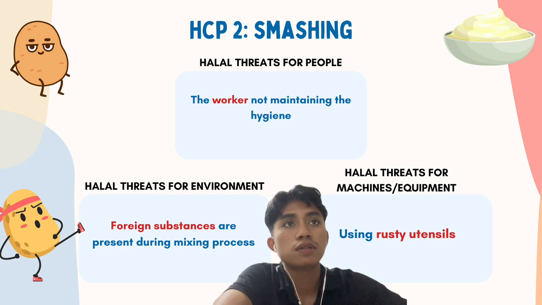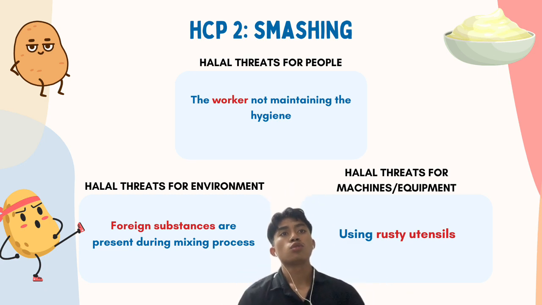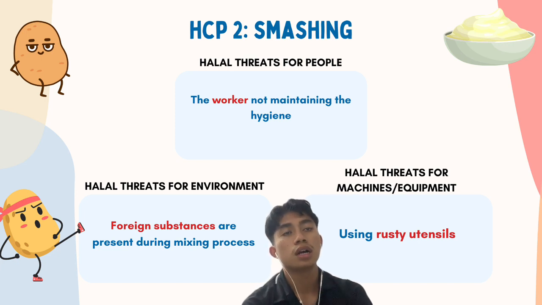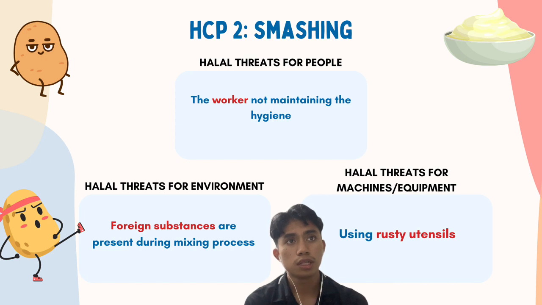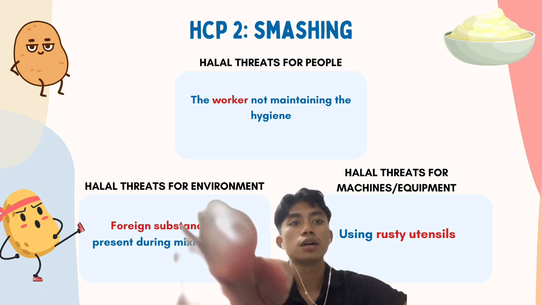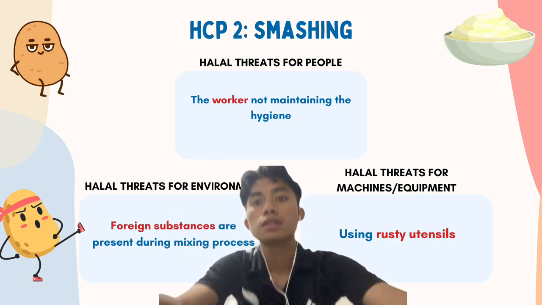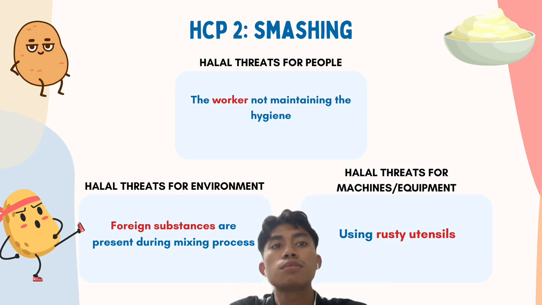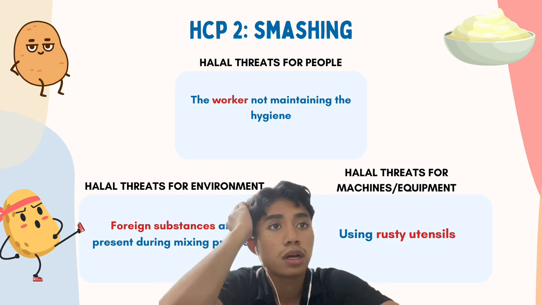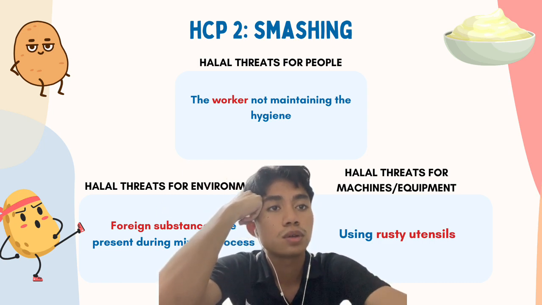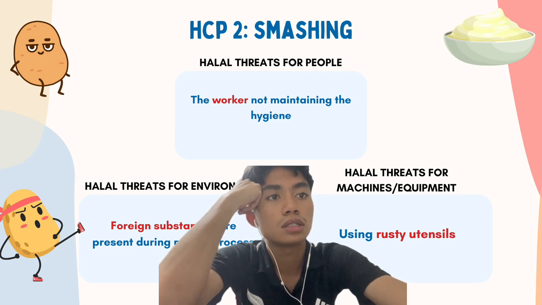HCP second is smashing. Halal control point for smashing: halal threats for people is the workers are not maintaining hygiene. Other than that, halal threats for environment, foreign substances are present during the mixing process. Lastly, halal threats for machine, using rusty utensils.